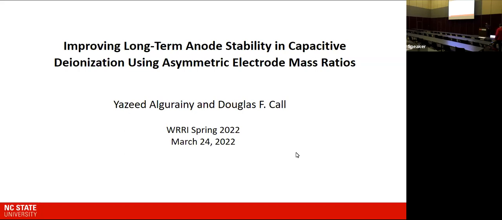Good afternoon, everyone. This is Yazeed Algurainy, a PhD student at NC State University, working with Dr. Douglas Cole. In this presentation, I will be talking about a simple strategy to improve the long-term stability of the anode and desalination performance in capacitive deionization using asymmetric electrode mass ratios. I know some words might not be familiar to some of you.